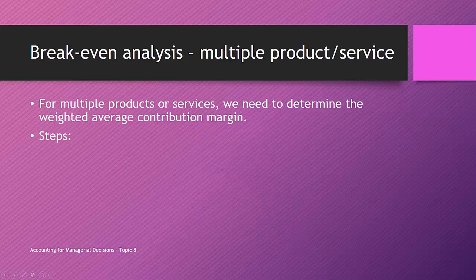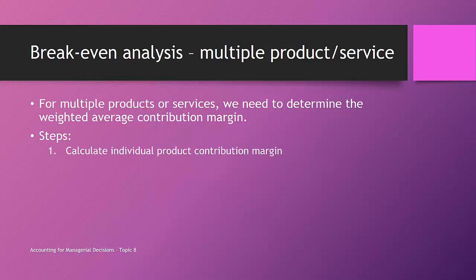For multiple products or services, we need to determine the weighted average contribution margin. So each unit will have a different contribution margin. We can't separate out the fixed costs and run them both differently. We have to essentially create a single contribution margin. And to do that, we work out a weighted average contribution margin.